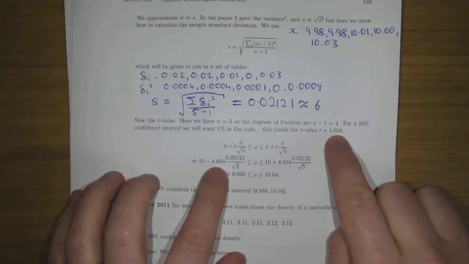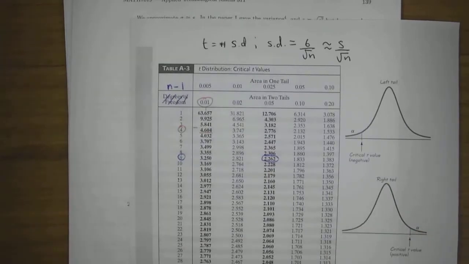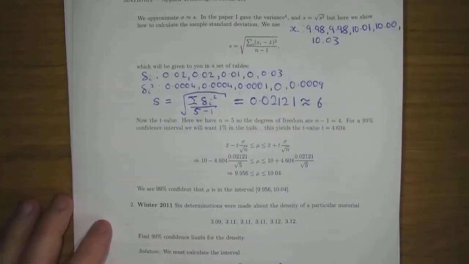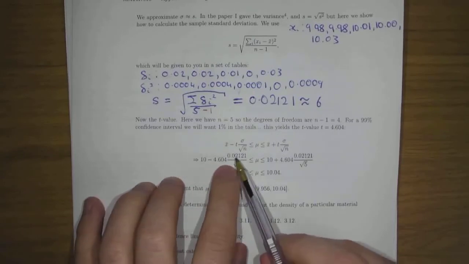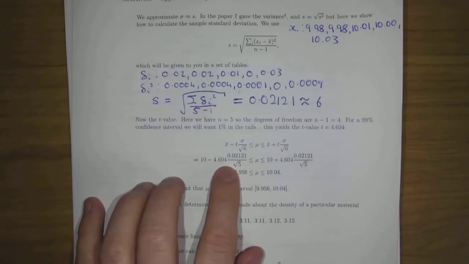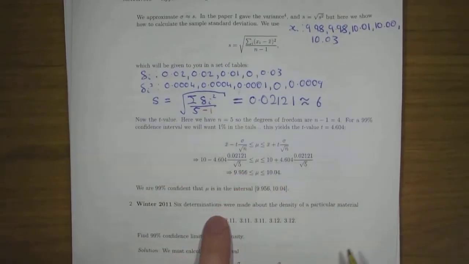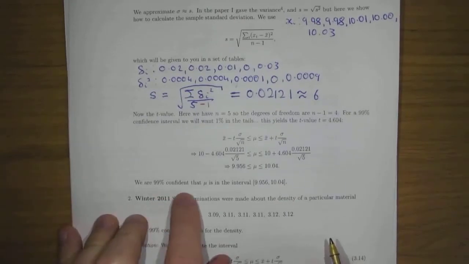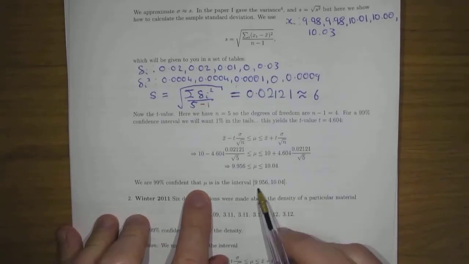4.604. Now you'll see that as n gets smaller, these numbers get bigger. And so that means the range of values where you think the population mean is, is very, very big. So put in the numbers, 10, 4.604, that was our t-value, the estimate of the population standard deviation divided by the sample size. And you get these numbers, 9.956 and 10.04. So we're 99% confident that the average of all of them is between these two.